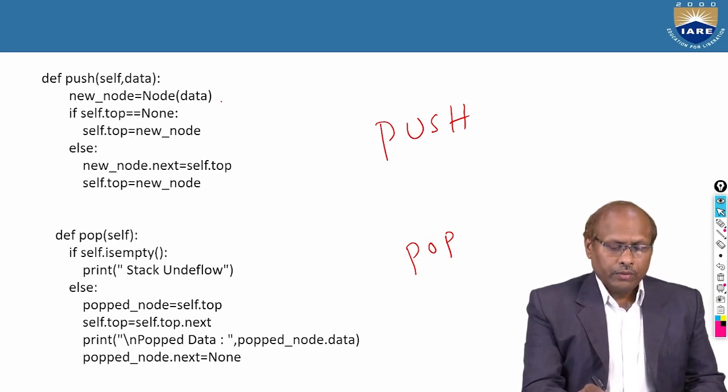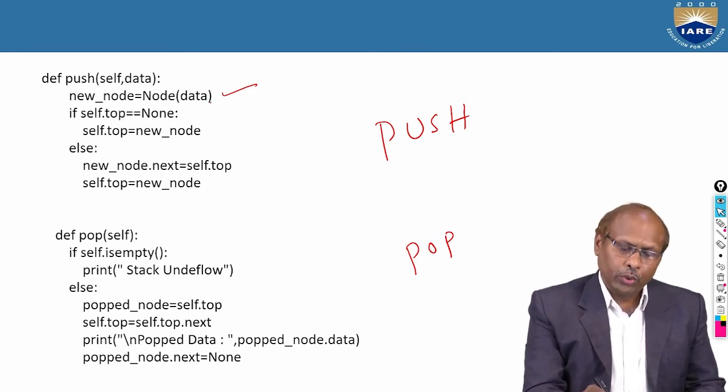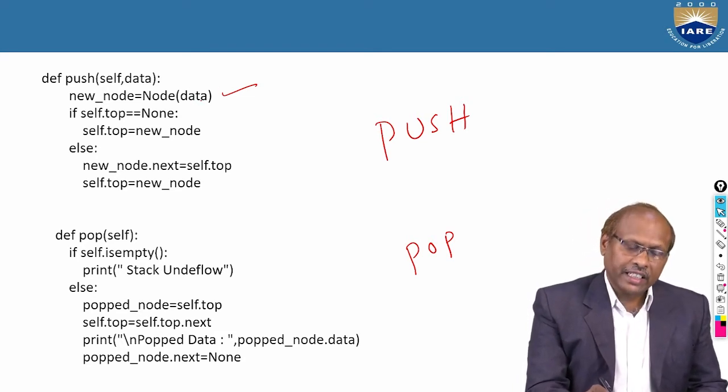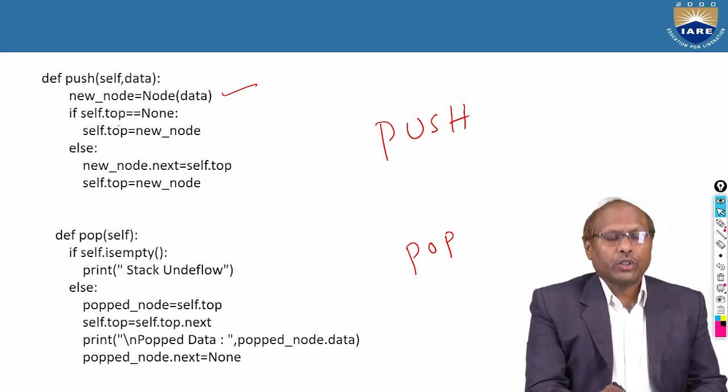New node equal to Node of data. That means I have created the node. This Node class is called now, meaning the constructor is called. Automatically one object is created. So, new node.